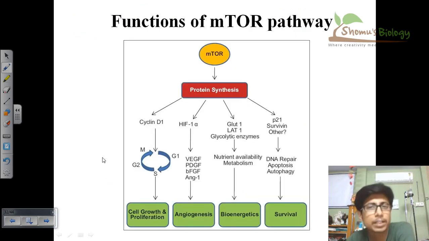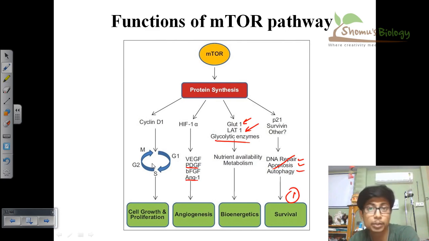So if you look here at the functions of the mTOR pathway, there are 4 different functionalities listed. The most important thing is survival. That's what I always talk about. It helps in surviving, and DNA repair, apoptosis and autophagy are blocked there and survival is done. And it helps in bioenergetics, like the expression of GLUT receptors, LAT and glycolytic enzymes. It helps in angiogenesis by recruiting VEGF, PDGF, ANG, all those signal molecules.